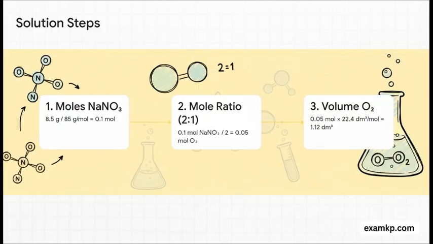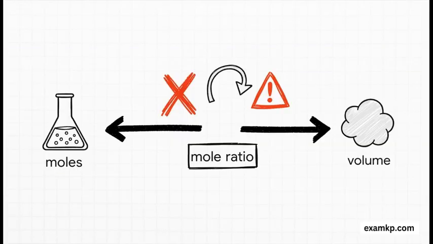Done. And right there is the number one trap that students fall into. They find the first number of moles and get so excited they jump straight to multiplying by 22.4. You cannot do that. You have to use the mole ratio from your balanced equation first. Never, ever skip that step.